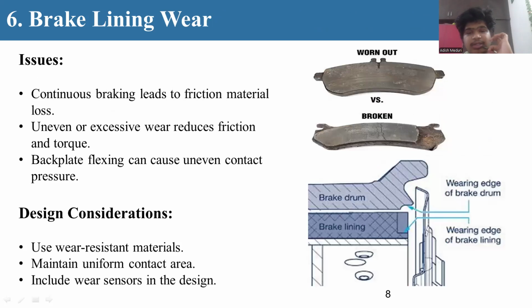Brake lining wear issues. The issue here is that continuous braking leads to friction material loss, right? Uneven or excessive wear reduces friction and torque. Brake plate flexing can cause uneven contact pressure. So the design considerations for this are to use wear resistant materials, maintain uniform contact area, and include wear sensors in the design.